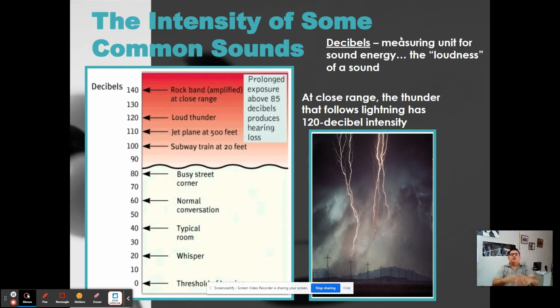Decibels is how you measure the intensity of sound, how loud something is. How loud something is, measured in decibels. Decibels in this chart gives you a good idea of that.